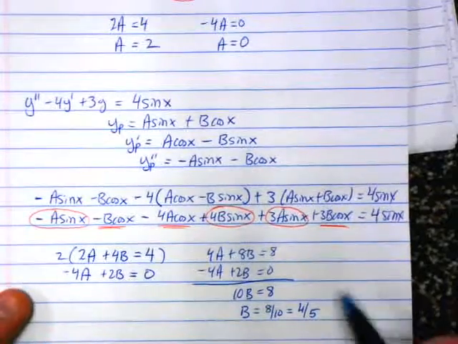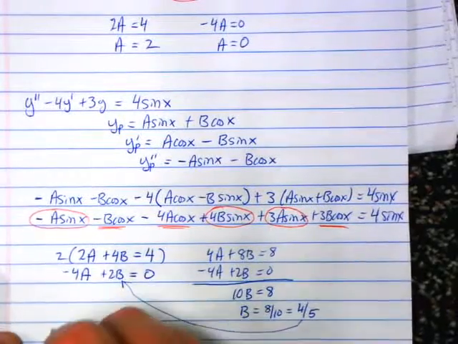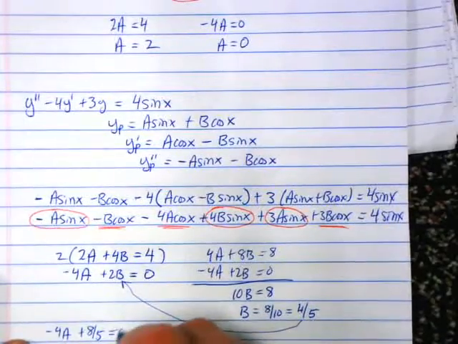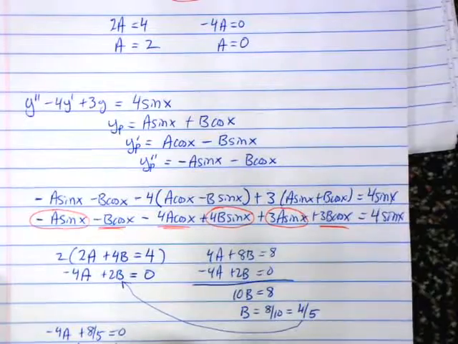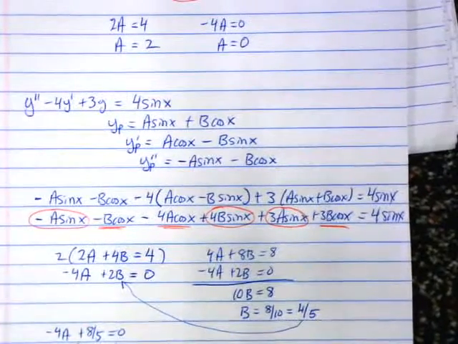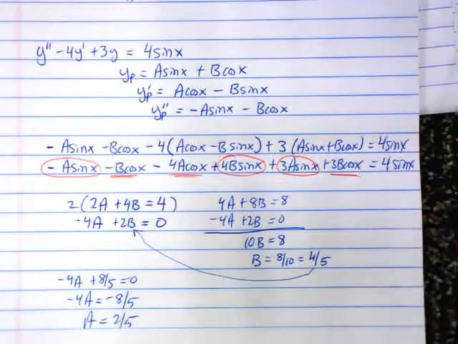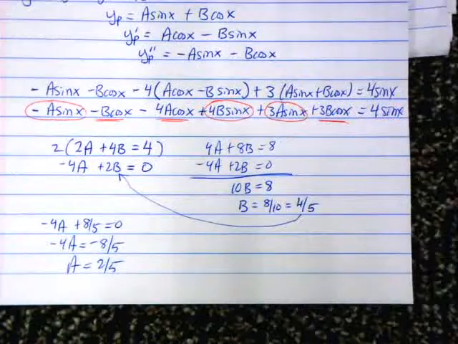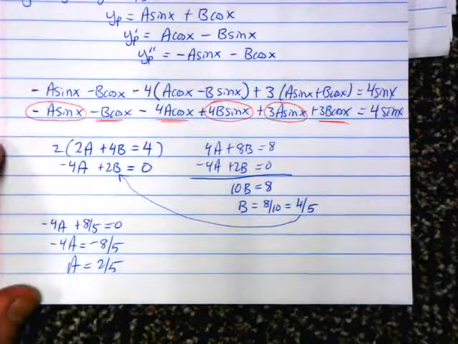I take the 4/5, I plug it into one of the two equations. It doesn't matter which one. I guess I'll use that one. Minus 4a plus 8/5 is 0. Minus 4a is minus 8/5. Divide, a is 2/5. Did you get the same answer when you did the matrix? Okay, good. That means I didn't make any mistakes.